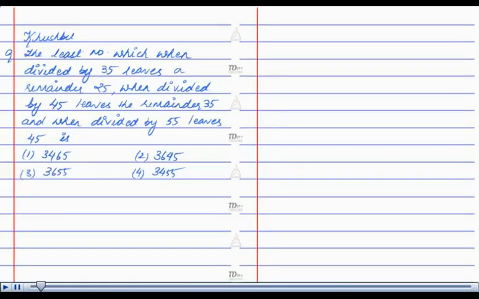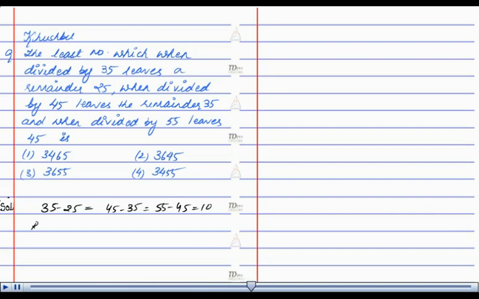Hello, I am Khushbu. The question is, the least number which when divided by 35 leaves a remainder 25, when divided by 45 leaves a remainder 35, and when divided by 55 leaves 45 is? Here we observe that the difference between the numbers and the remainders is constant, that is 35 minus 25 is equal to 45 minus 35 is equal to 55 minus 45, that is 10.